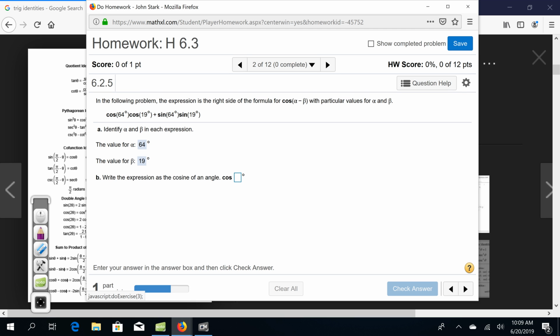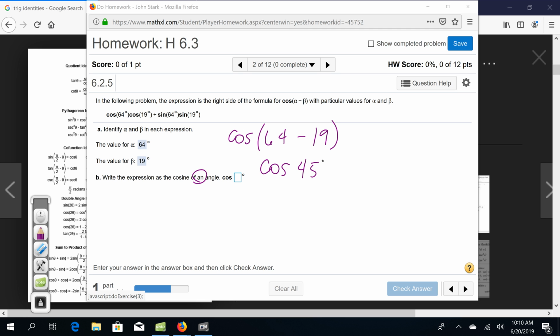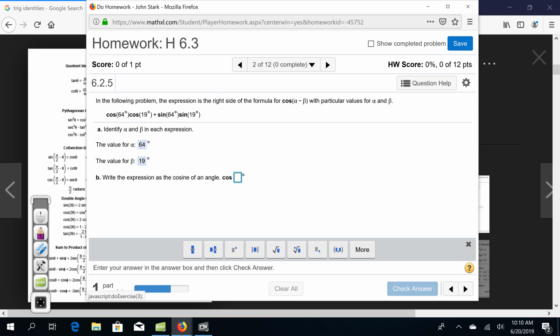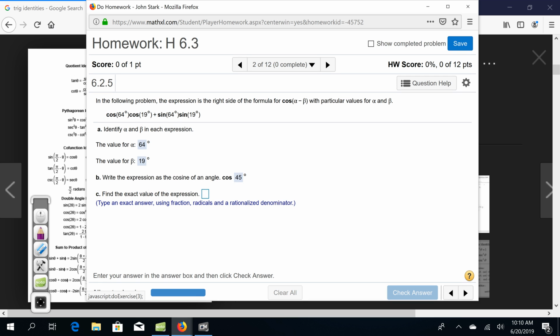It says to write the expression as the cosine of an angle. All right, so there's an English lesson going on right here. An angle means we're talking about one angle. So we're going to have the cosine of angle A minus angle B, right? 64 minus 19. I think if you do 64 minus 19, you wind up with 45. So the number I'm going to type in the box is going to be 45. In other words, we're just going to have the cosine of 45 degrees. Let's check that out and see if it works. Perfect.